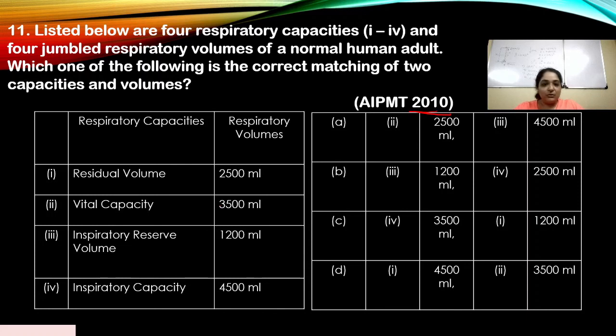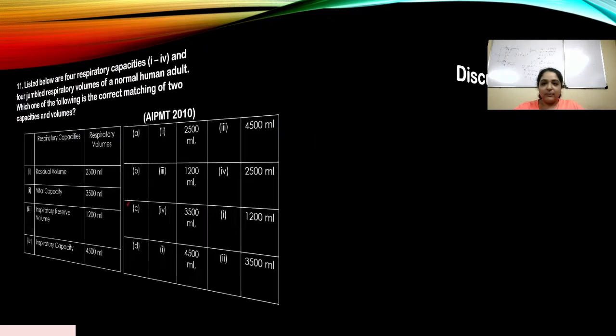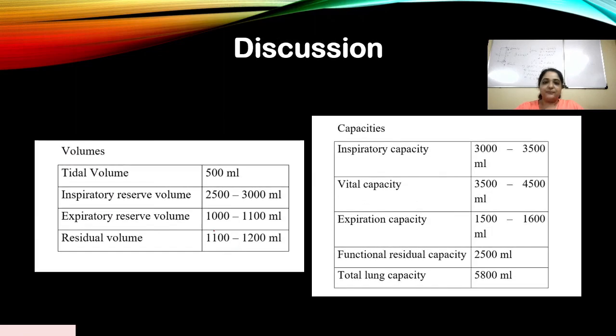Again, feel free to pause. If you remember the tables I've shown you previously about pulmonary volumes and capacities, then you can answer this question very easily. Again, feel free to pause the video and write down what you think is the right answer, and then I'll show you the right answer. So the right answer is C. In C, 4 is inspiratory capacity, which is 3500 ml, and residual volume, which is 1200 ml. Again, we'll go to the discussion and look at the table. See, you have your volumes and you have your capacities, and if you remember these, you can answer the question.